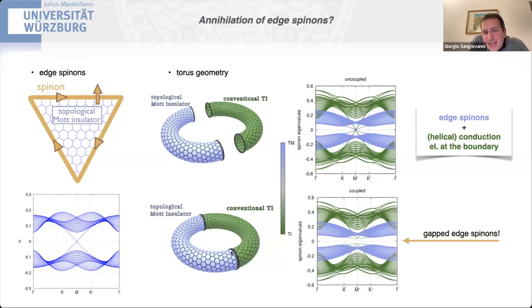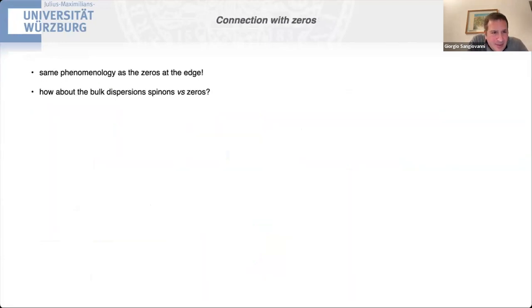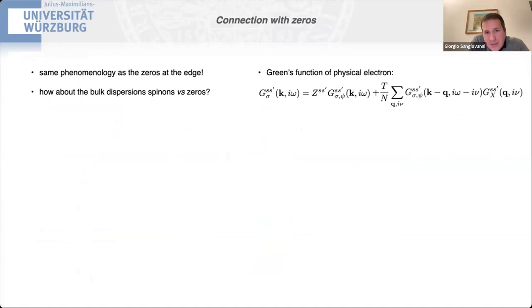It's essentially kind of a Kondo insulator gap that opens up because these spins get screened by the conduction helical boundary modes of the TI. And of course, this is what happens to the spinons. I promised I would tell you about the connection with the zeros.